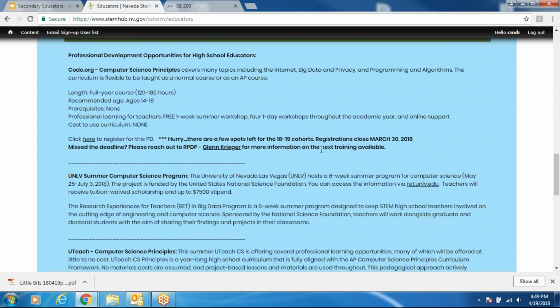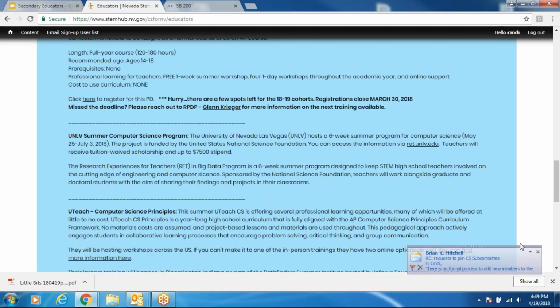And yes, it does say that it closed on March 30th. However, they are working with us, so if we can't get you in a cohort with our RPDP at the state, there are other neighboring states and other options and opportunities to get you trained for this next school year. So please reach out to Glenn. The link is right there, and if you have any problems, please let me know, and I will find a place for you.